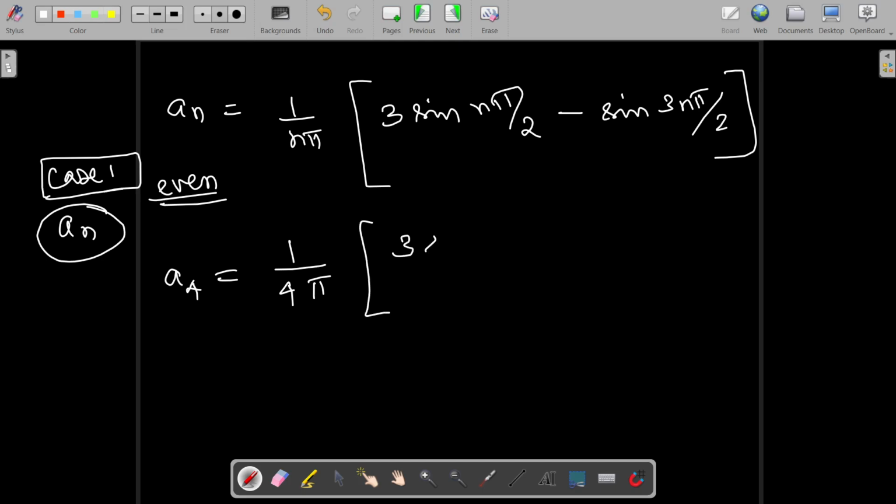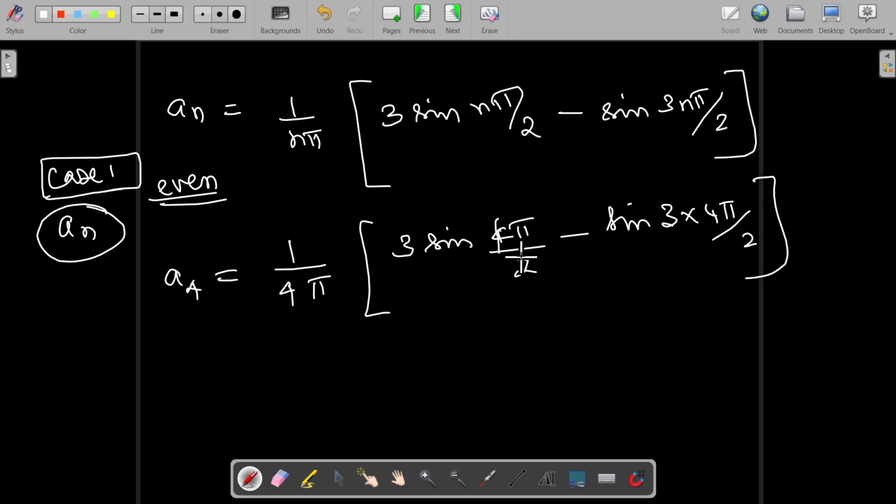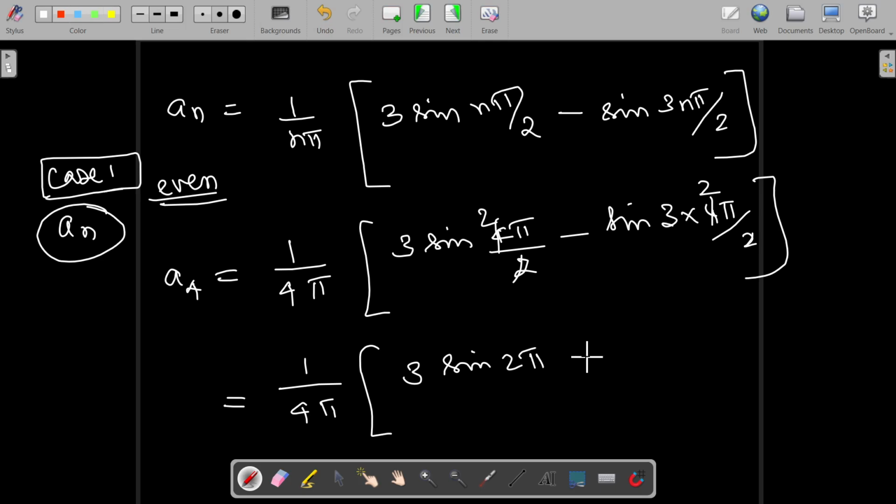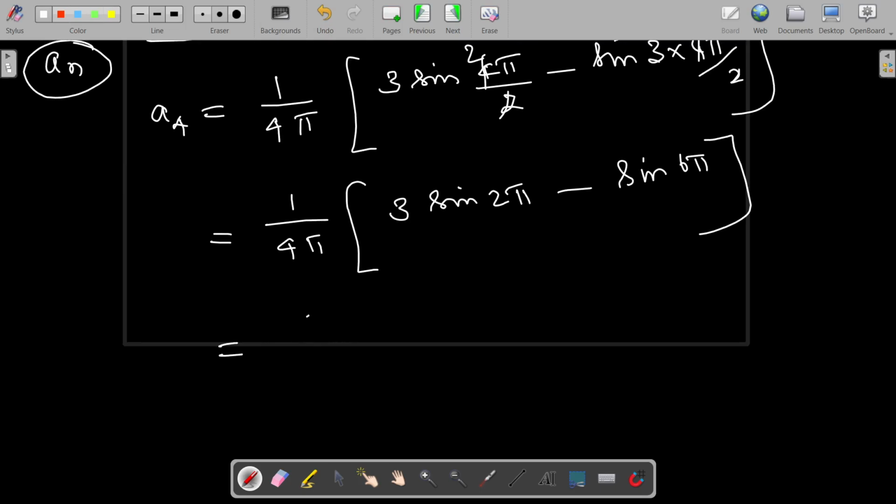So here it is 3 sine 4 pi by 2 minus sine 3 into 4 pi by 2. So it becomes 2 pi, and here also it is 2 pi. So it is equal to 1 by 4 pi, then 3 sine 2 pi minus sine 6 pi. So what is the value of sine 2 pi? It is sine 360, which is again sine 0.